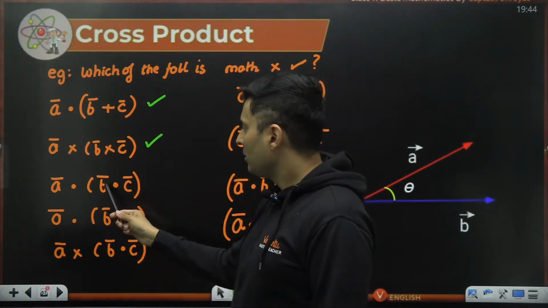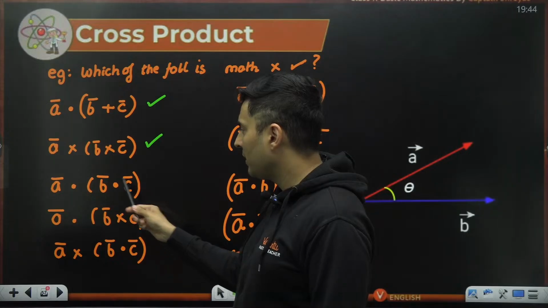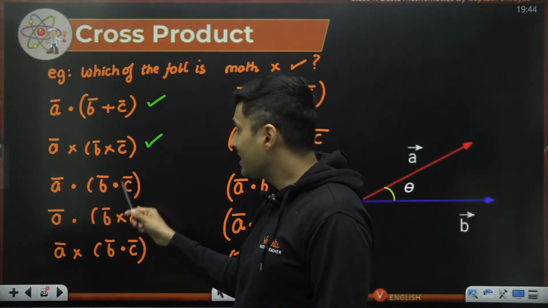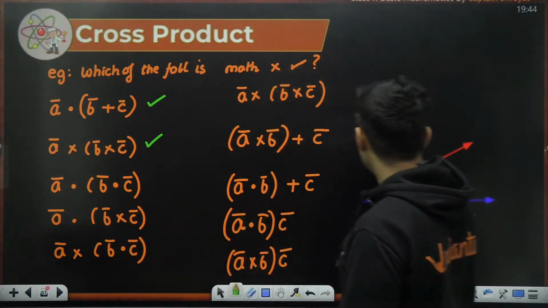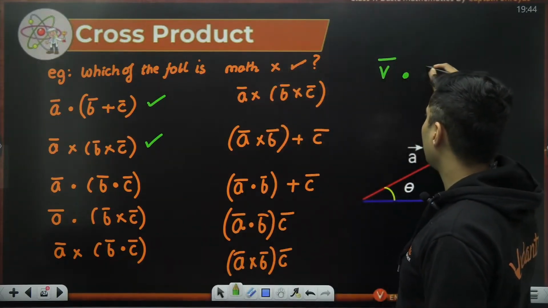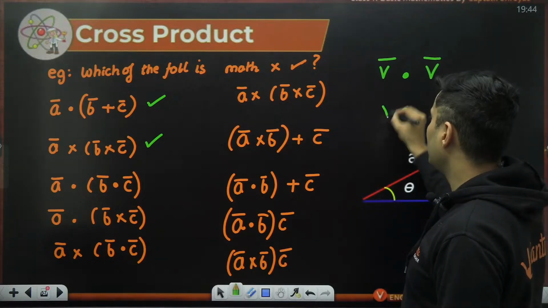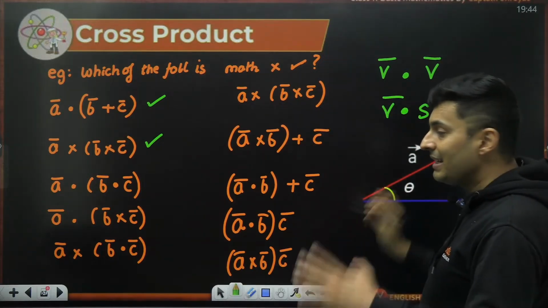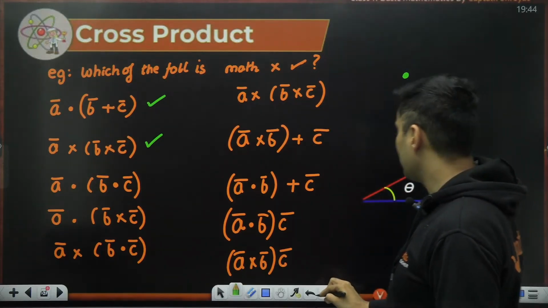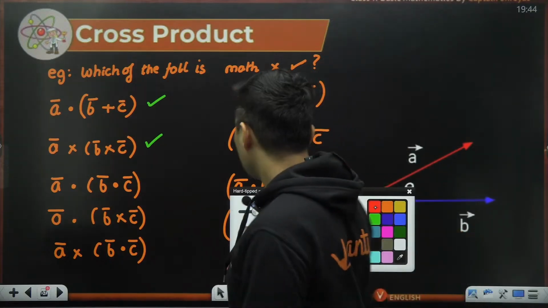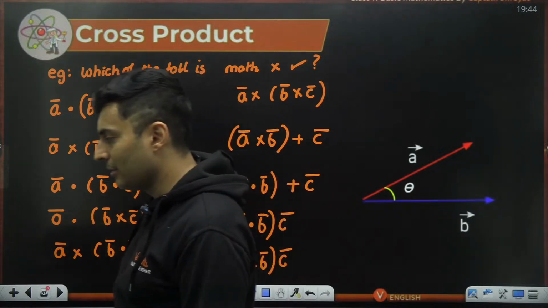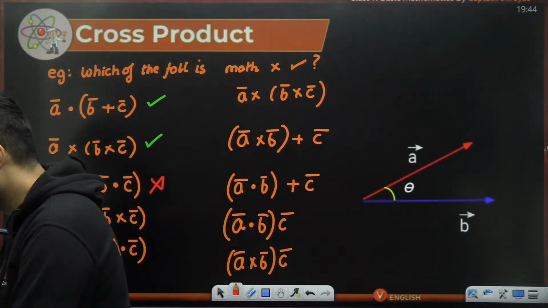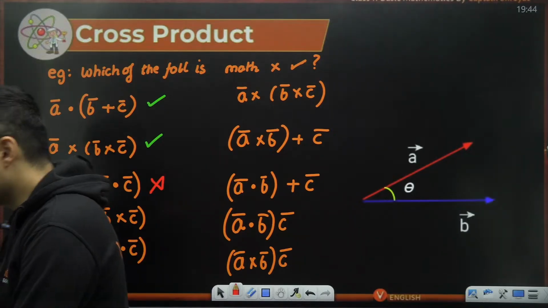What about this? Vector dot product with a vector. Dot means it's a scalar number. Scalar dot a vector is illegal. Whenever I have a dot symbol, both should be vectors. Whenever I have a dot, if this is a vector and this is a scalar, it is illegal, guys. So 100% that is wrong to write down. Dot product, this should have been a vector, not a scalar number.